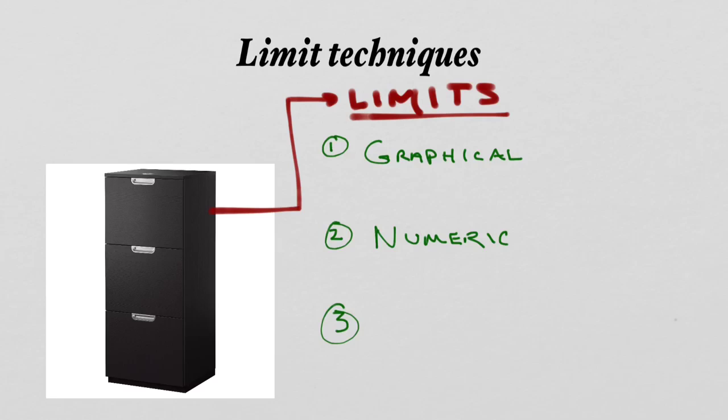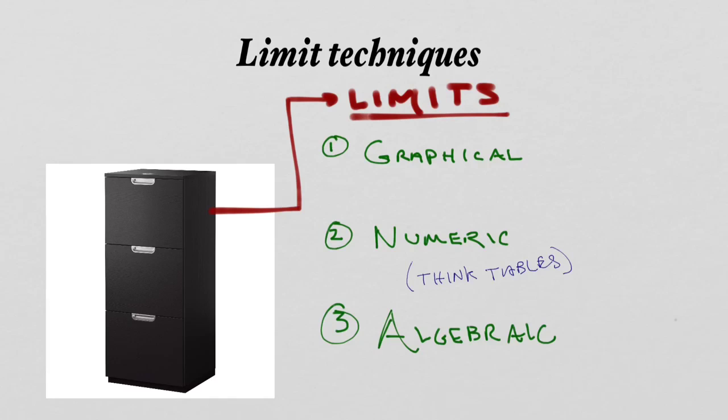Numerically, you should be thinking about tables. We're looking at actual numbers as you approach from the left and from the right, or maybe just from the left or just from the right. We're trying to numerically understand what we're getting very, very close to as x approaches some constant value.